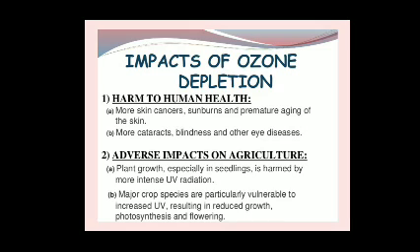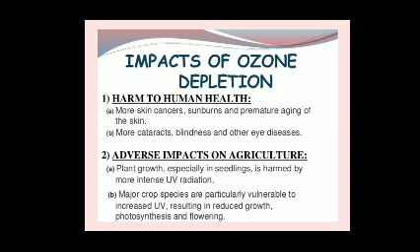UV rays are coming to the earth due to the depletion of the ozone layer and cause some diseases. Those are skin diseases like skin cancer, sunburn, and premature aging of the skin. Eye diseases: more cataracts, eye blindness, and other eye diseases caused by ozone layer depletion.